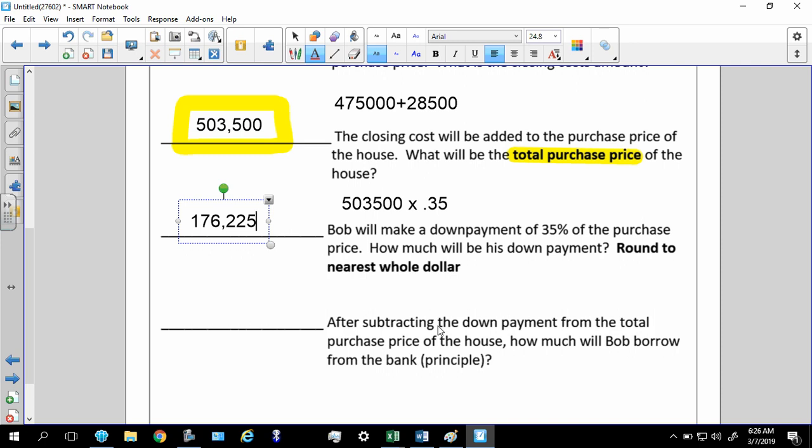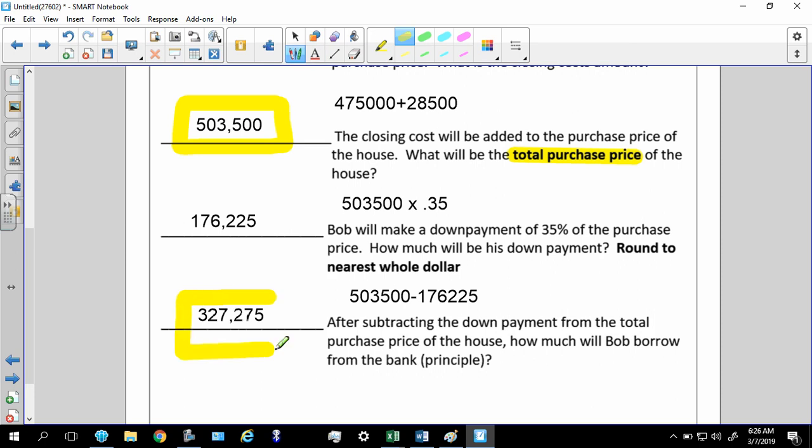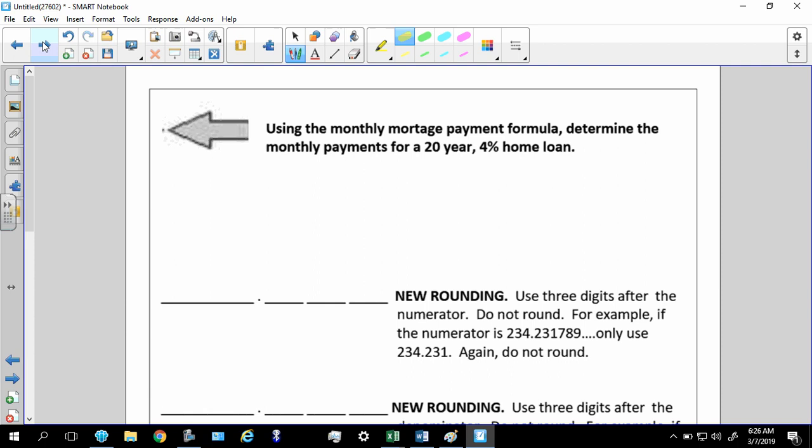Now, after subtracting the down payment from the total purchase price, how much will Bob borrow? Well, the total purchase price was $503,500. I'm going to subtract my down payment. When I do that, I get a principal of $327,275. This is the amount of money that he will be borrowing. Keep that in mind. Next question.